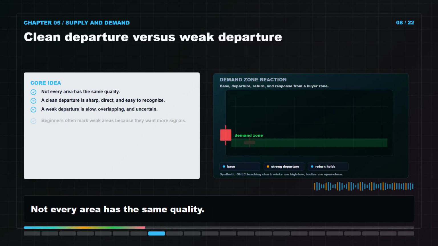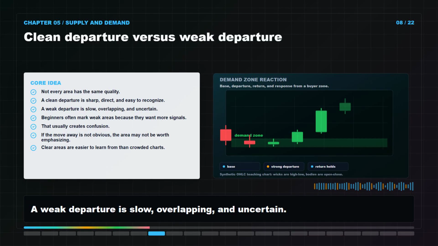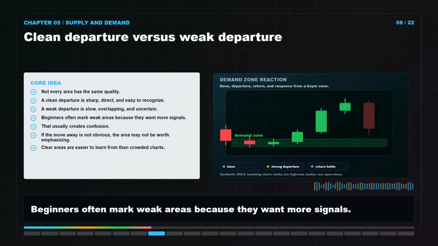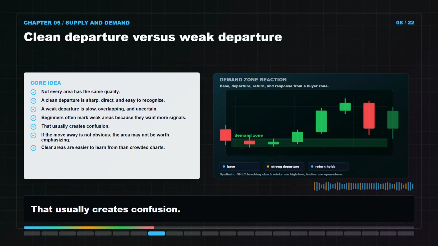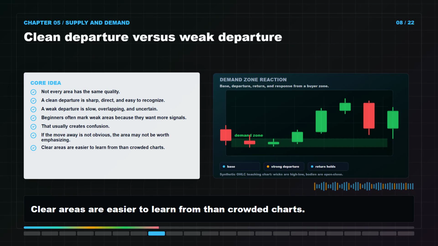Not every area has the same quality. A clean departure is sharp, direct, and easy to recognize. A weak departure is slow, overlapping, and uncertain. Beginners often mark weak areas because they want more signals. That usually creates confusion. If the move away is not obvious, the area may not be worth emphasizing. Clear areas are easier to learn from than crowded charts.